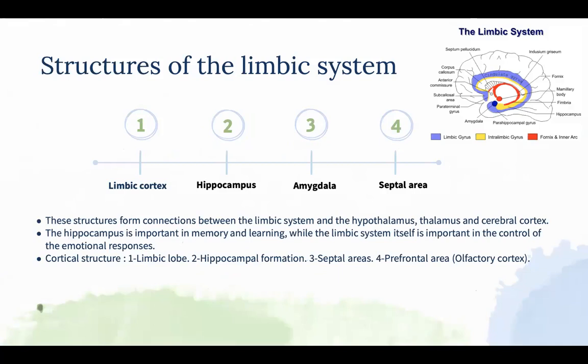طيب, what are the structures of the limbic system? We have 4 structures: the limbic cortex, the hippocampus, the amygdala اللي تكلمنا عنها أمس إنها جزء من البيزال ganglia, and the septal area. راح نتكلم عنهم كلهم in detail. But these structures will form connections between the limbic system and the hypothalamus, والthalamus والcerebral cortex. The hippocampus is important in memory and learning, لكن limbic system itself مهم في control of emotional responses. Cortical structures الموجودة we have the limbic lobe, the hippocampal formation, the septal areas, and the prefrontal area or the olfactory cortex. ناخذهم الآن واحد واحد.